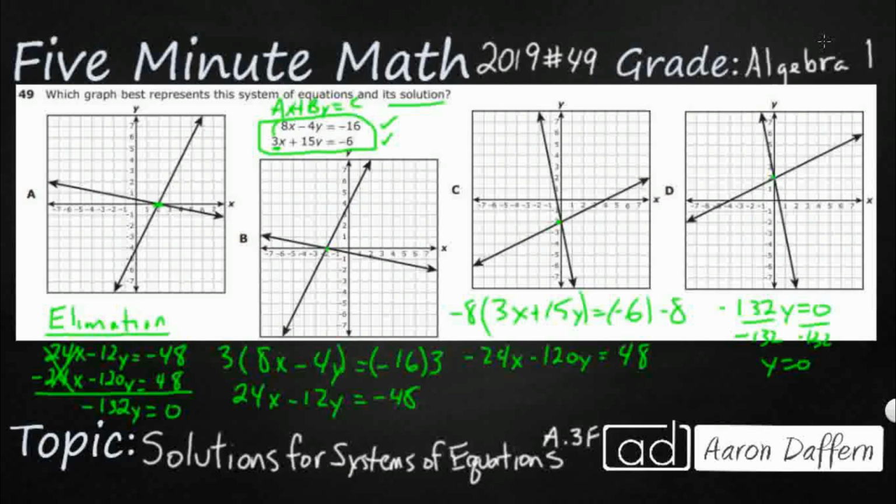And then I just plug that 0 into any of these equations, right? So I'm going to do 8x minus 4, and I'm going to put the y into that, equals negative 16. So 8x equals negative 16. So divide by 8, x is going to equal negative 2. So here's my solution, negative 2, 0. And my answer here is B.